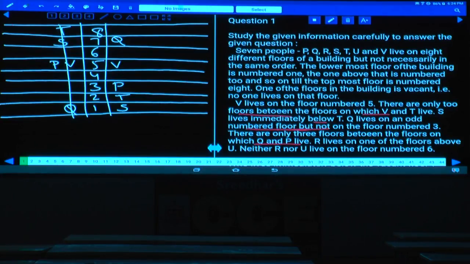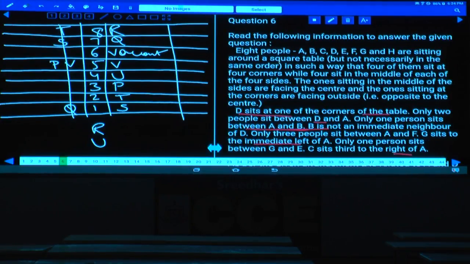R lives on one of the floors above U, and neither R nor U lives on floor number 6. As this floor is a vacant floor, R is here and U will be here. Done with this? Now this is about question numbers 1 to 5. What is the order here? R, Q, vacant, V, U, P, T, S. Let's write down this arrangement.